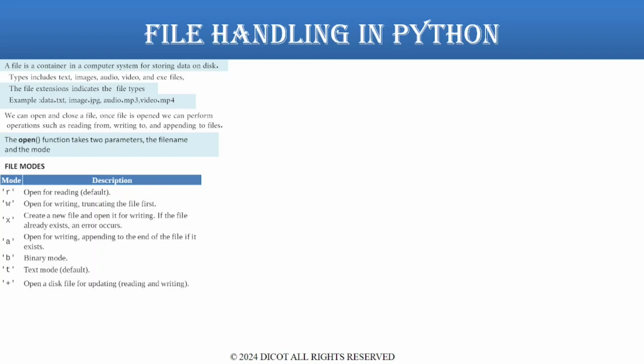Mode parameter a implies open a file for writing, appending to the end of the file if it exists. Mode parameter b implies open in binary mode. Mode parameter t implies open in text mode. This is the default file type. Mode parameter plus implies open a disk file for updating, both reading and writing.